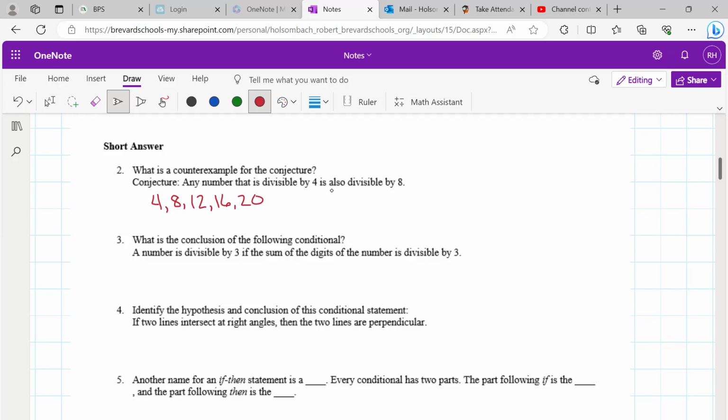But this statement says is also divisible by 8. Well, 4 isn't divisible by 8, is it? 8 doesn't go into 4 evenly. 8 doesn't go into 12 evenly. So 4 is an example. 12 is a counterexample. 20 is a counterexample. Any of those 3 are a counterexample. All right? Remember, a counterexample is just an example of something showing the statement to be false.